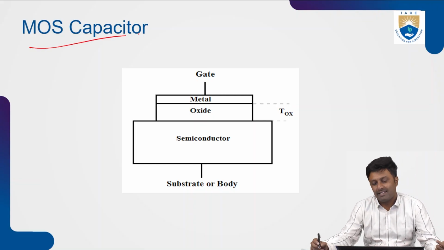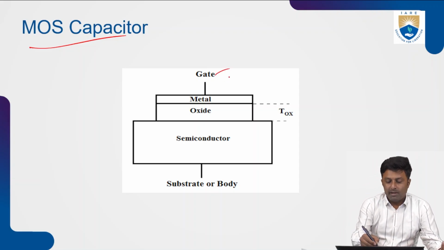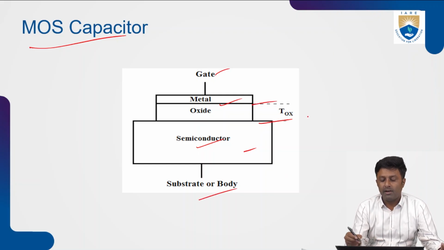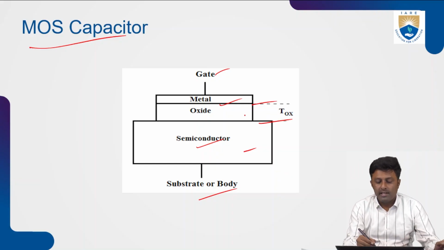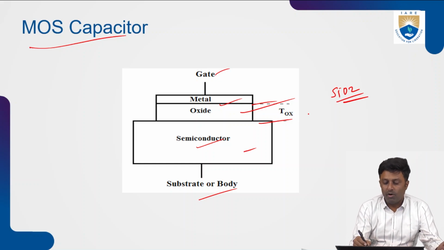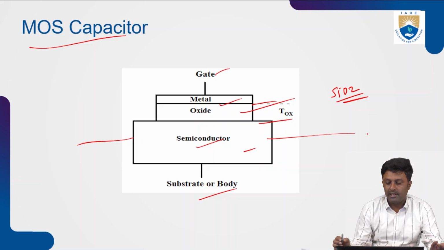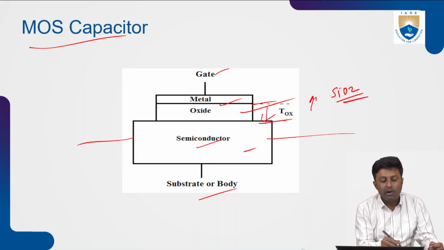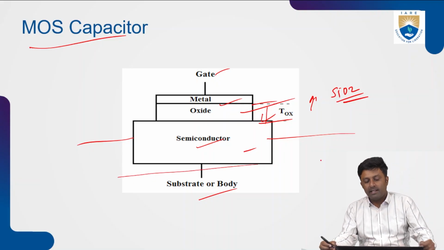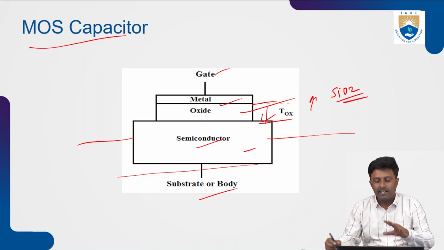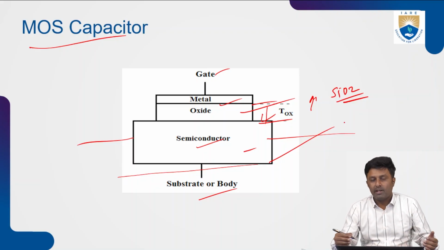Now MOS can be used as a capacitor, so we'll see that. Metal oxide semiconductor: we use a semiconductor material, and this is the substrate body, and the oxide we use is basically silicon dioxide. The thickness of this is TOX. When we apply voltage and increase the voltage, the current will increase, and then the oxide thickness TOX will be reduced. That is why we can say that when there is a current flowing in the transistor, it acts like a capacitor. It will store the charge when the transistor is on, and when the transistor is off, whatever charge it has, it will discharge.